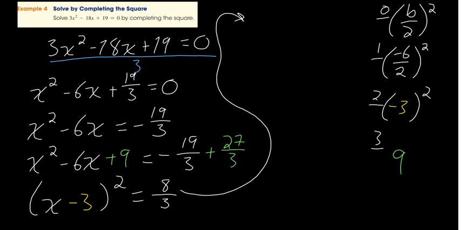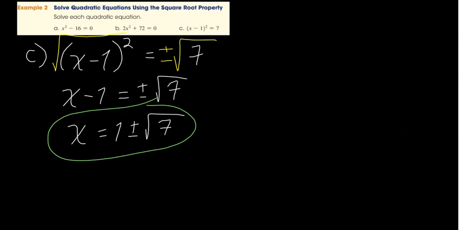This point right here where this arrow is pointing at, this is the whole big deal. So let's do it like we did on the previous page. We're going to take the square root of the left side, which was (x minus 3) squared, and that's equal to plus or minus the square root of 8/3. Again, it basically looks like example C of example 2.